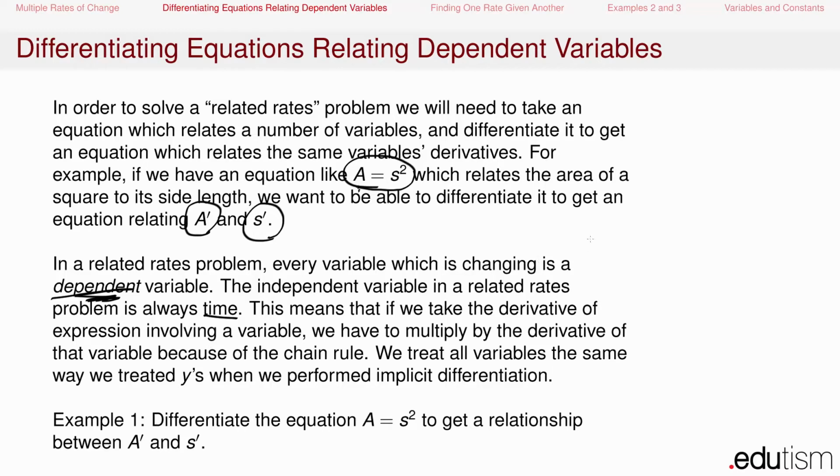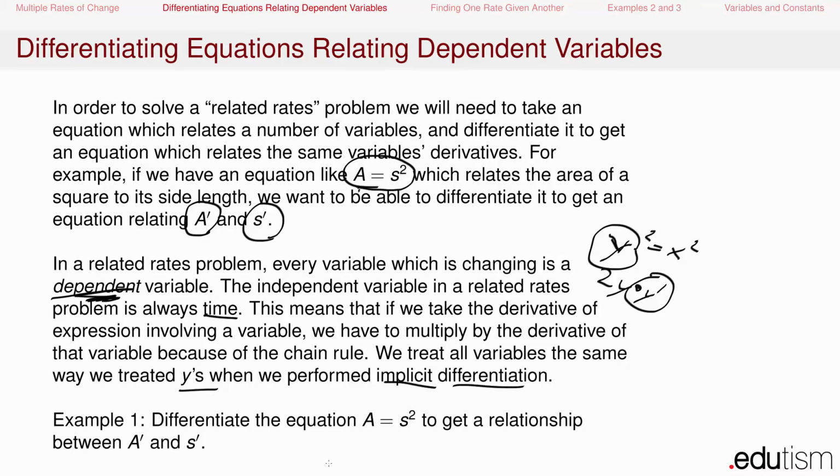Same reason as when we have an equation like y squared equals x squared, and we take the derivative of it. When we take the derivative of y, it's not just going to be 2y, it's going to be 2y times y prime. We have to multiply by the derivative of the variable because this y is a dependent variable. So we treat all the variables the same way we treated y's when we performed implicit differentiation.